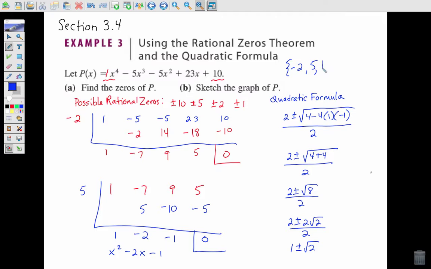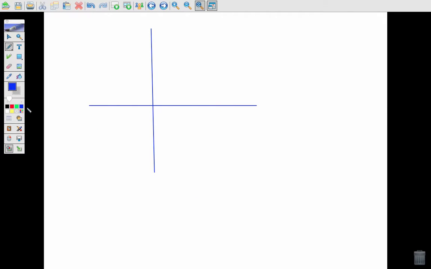Okay, so we found 2 more zeros: 1 plus the square root of 2, and 1 minus the square root of 2. So these are all the zeros. I can use these to sketch the graph. So I know that I have a zero at 5. I have a zero at negative 2. I have a zero at 1 plus the square root of 2, so that's going to be around 1.4. And then 1 minus the square root of 2 is going to be around 0.6.